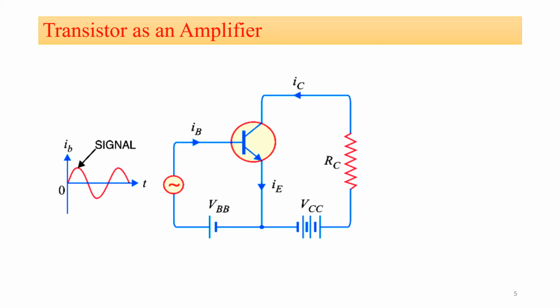Now when we apply the input signal between base and emitter, what will happen? During the positive half cycle of the input signal, the forward bias across the base emitter junction will increase. Therefore, more electrons from the emitter to the collector will flow via the base terminal, and this will cause an increase in the collector current, that is output current. And due to the increase in collector current, the voltage drop across the collector resistance, that is RC, will increase. As the voltage drop increases, that indicates our amplification.